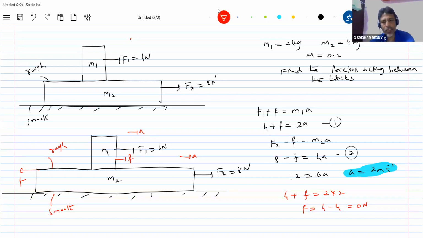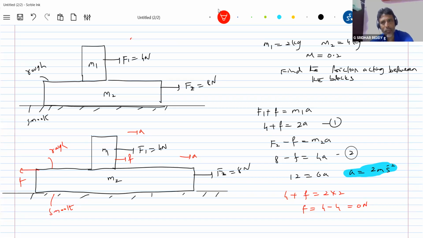Is it possible? Yes, it can happen. Together they're acting as one system. So we ended up like this: acceleration equal to 2 meter per second.